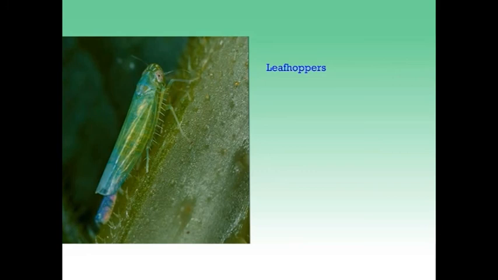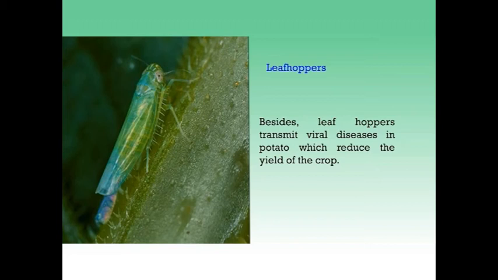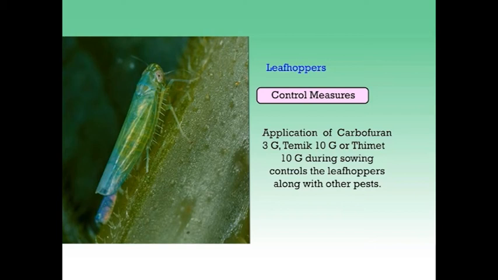The next insect is leaf hoppers. The nymphs and adults suck the cells up, due to which the leaves become yellowish and plants lose their vitality. Besides, leaf hoppers transmit viral diseases in potato, which reduces the yield of the crop. Let's see about the control measures for this insect. Application of Carbofuran 3G, Temic 10G or Timet 10G during sowing controls the leaf hoppers along with other pests.